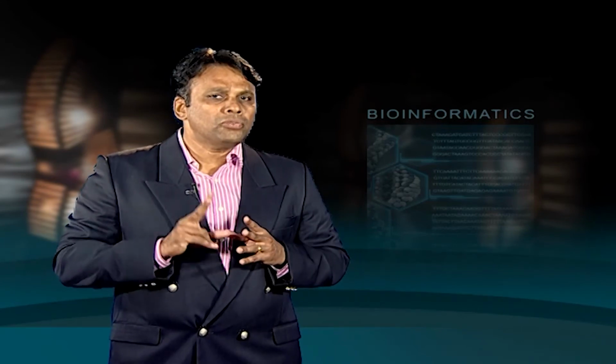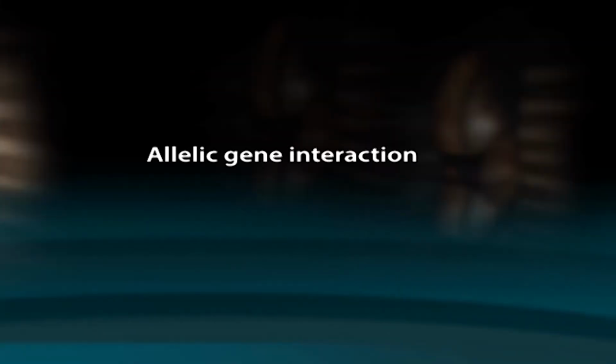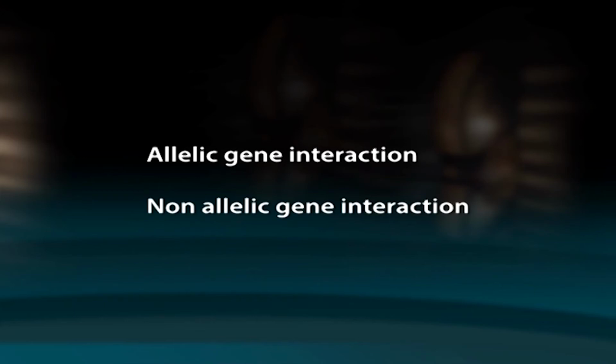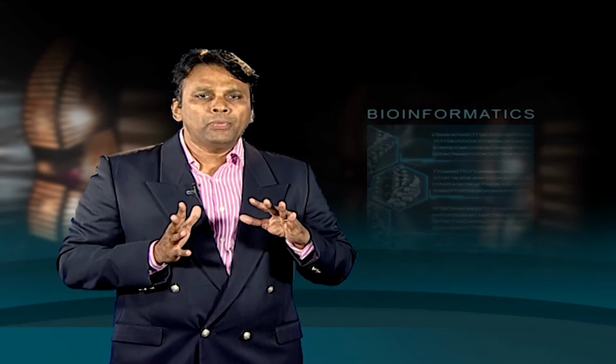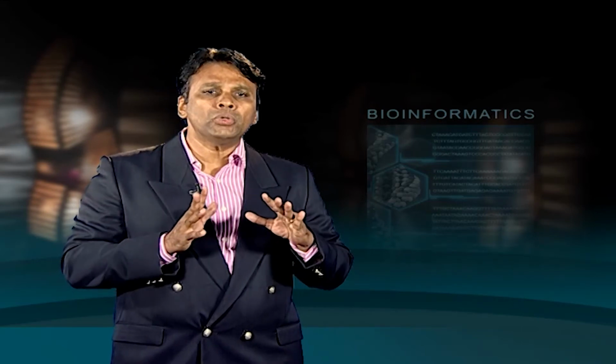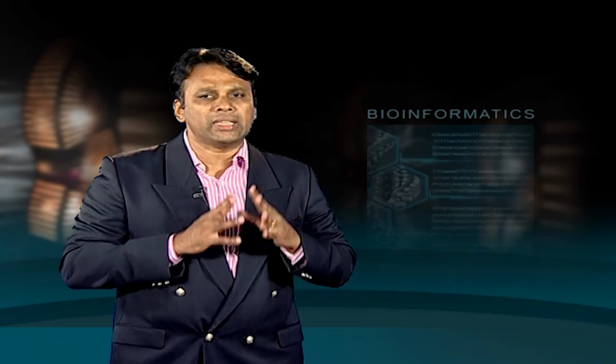Gene interaction is of two types, allelic gene interaction and non-allelic gene interaction. Allelic gene interaction occurs between the two alleles of the same gene, but non-allelic gene interaction occurs between the alleles of different genes. Inhibitory factor is another important intergenic or non-allelic gene interaction, but in pleiotropism, a single gene contributes to multiple phenotypic traits. Inhibitory factor involves two pairs of non-allelic genes and it affects the same character.